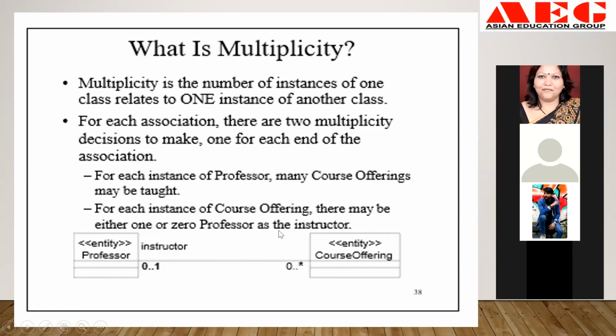This relationship in an ER diagram would be called a one to many relationship. But in a UML diagram, you have to represent it in this form. So for each instance of professor, many course offerings may be taught. And for each instance of course offering, there may be 0 or 1 professor as an instructor. If we talk about the course offering only, it is possible that one subject can be taught by multiple faculties, or that the college doesn't have any faculty for teaching this subject. So this is the rule of multiplicity.